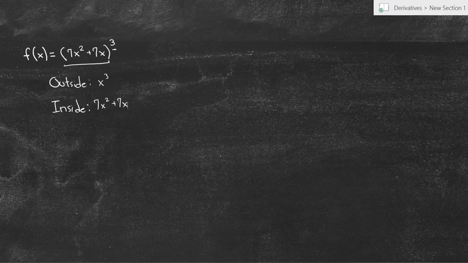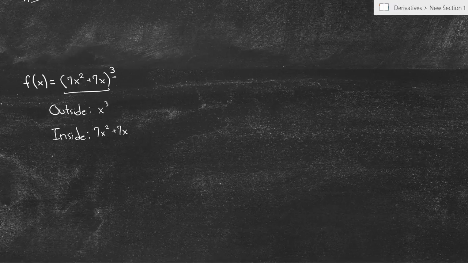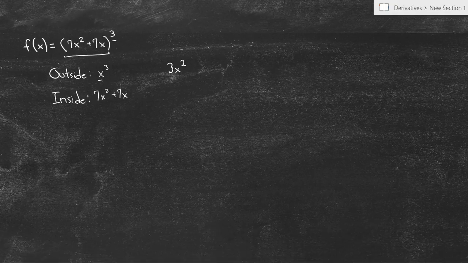Okay, so now let's get back to our rule. It says derivative of the outside function, leaving the inside alone. So let's do that right here. Derivative of the outside function of x cubed is just going to be 3x squared. Remember, like we said, we shorthanded this whole function right here by saying x, so we need to get back to that, and that's when we say leave the inside function alone. We get 3 times 7x squared plus 7x, and that whole thing raised to the second power.